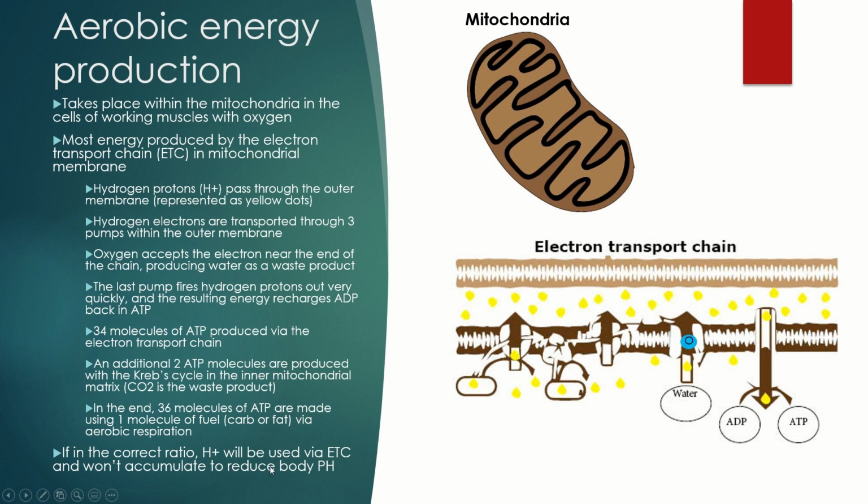They won't accumulate to reduce the body pH. When pH drops below 7.0, if you remember from your chemistry class, that makes things acidic. That's what can cause problems, okay? So, a very, very thumbnail sketch of what is happening in your mitochondria to produce all energy aerobically.